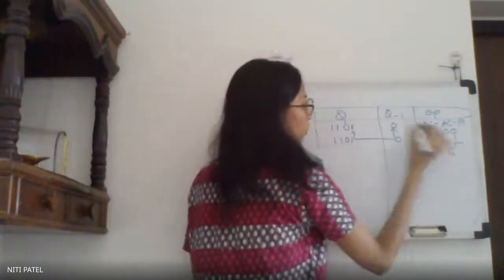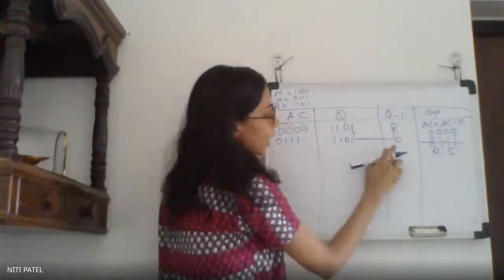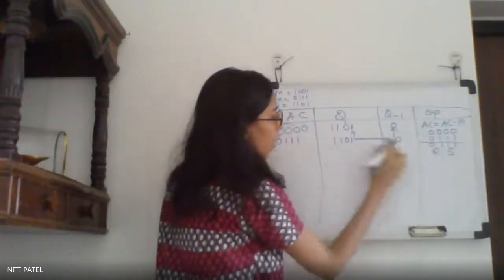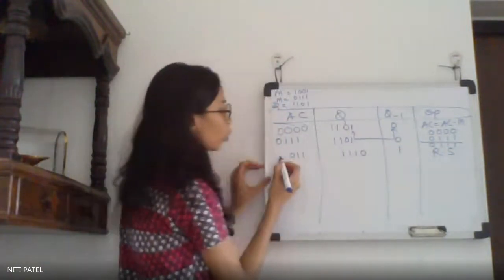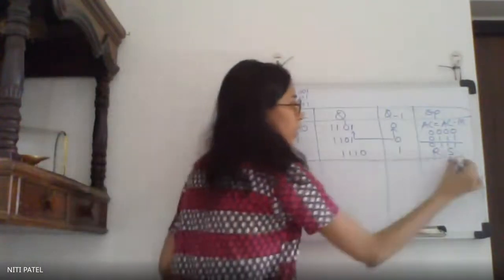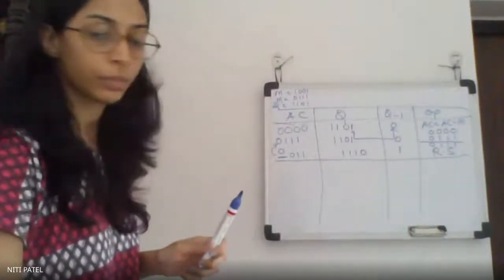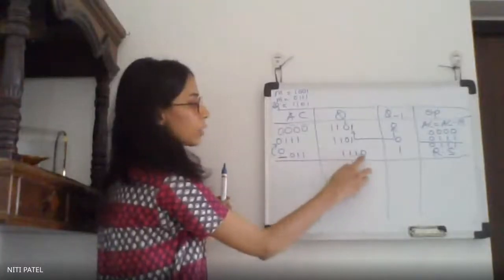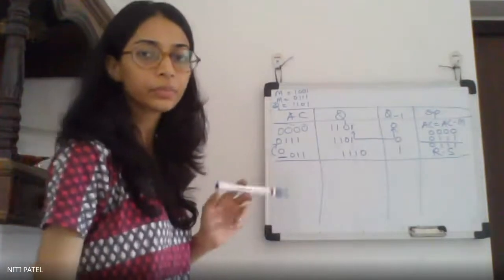After that, perform right shift of AC, Q and Q -1. When I do right shift, the 0 gets discarded and each and every bit gets shifted to the right hand side. When I do not have the 4th bit, the previous bit is copied as it is. Is your first cycle answer same as mine? Yes, ma'am. 0011, 1110 and then 1. Correct? Now, next.